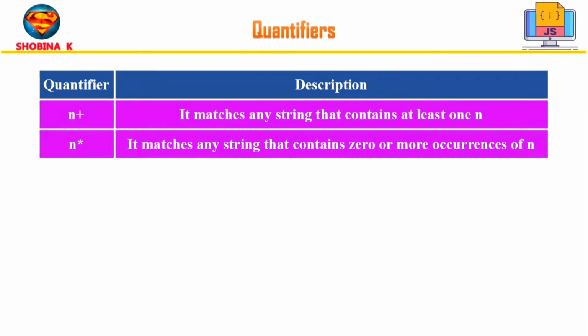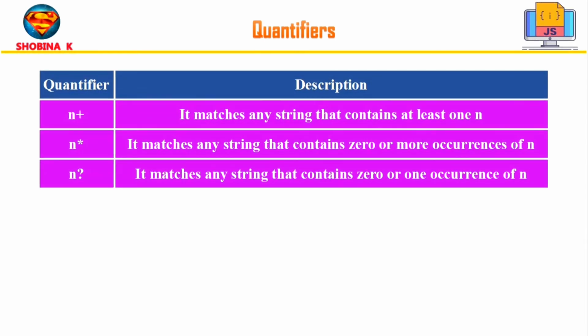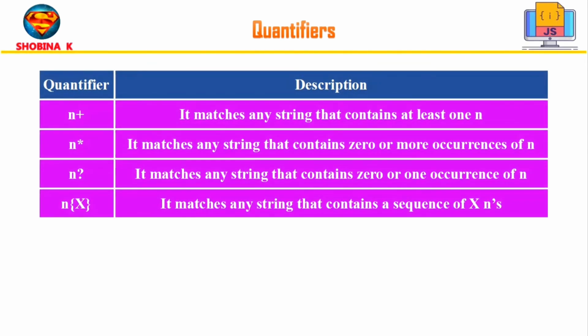And next we have n question mark. This will match any string that contains 0 or 1 occurrences of n. And next we have n, inside curly braces we have x. This will find the x number of characters that you have mentioned inside the curly braces. And x must be a number. So it matches the pattern exactly for x number of times.